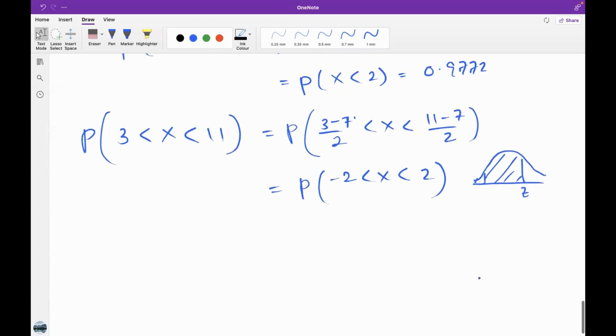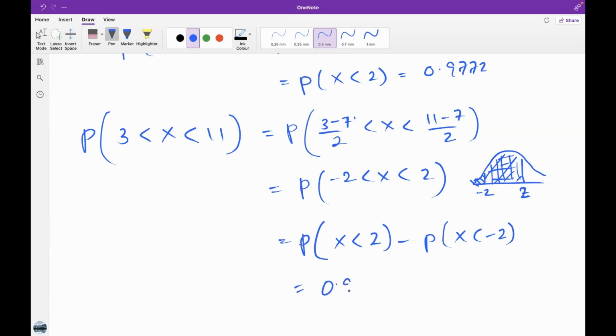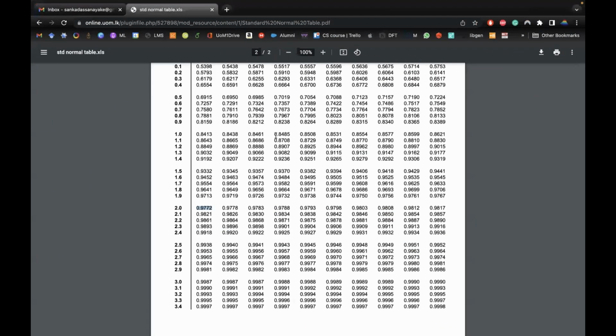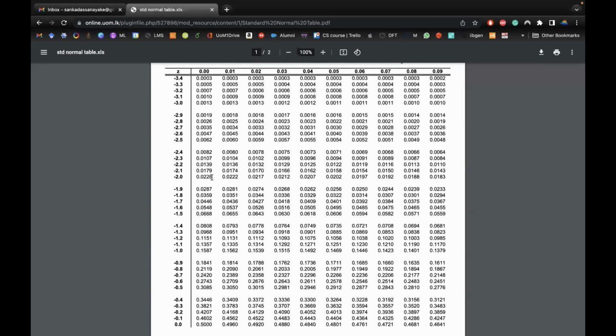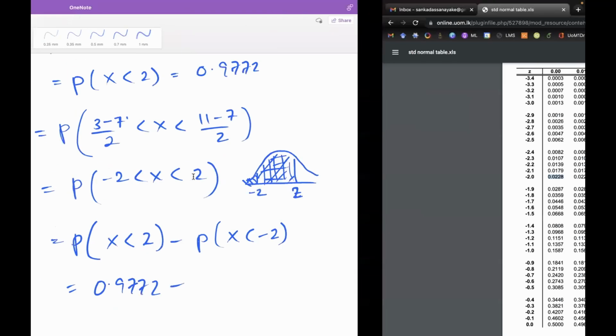So basically this is going to be the probability of x being less than 2 minus the probability of x less than negative 2. Draw this curve and you'll understand, because this is 2 and this is negative 2. So you just take the full one and then minus this part, which will give you the probability in between these two. P(x less than 2), we got 0.9772, minus P(x less than negative 2). You go to the curve, x less than negative 2 is going to be 0.0228.